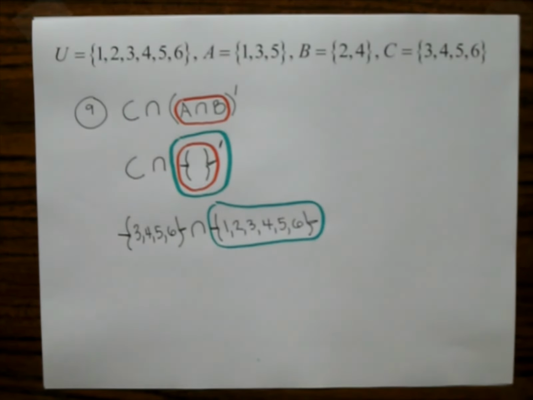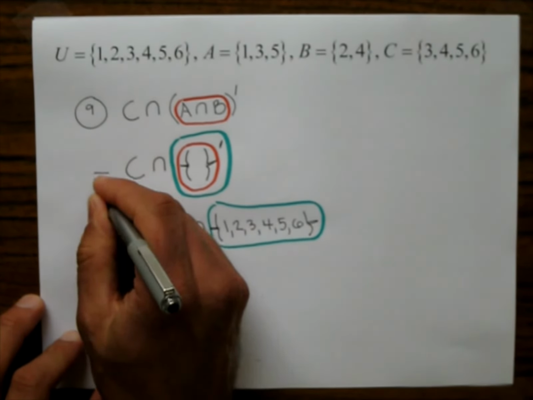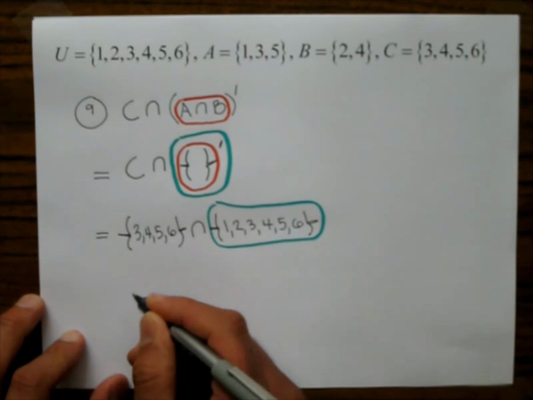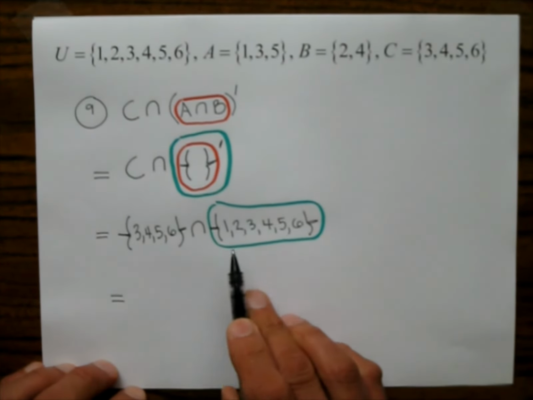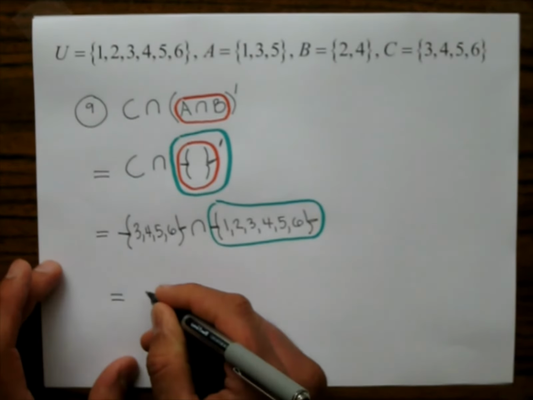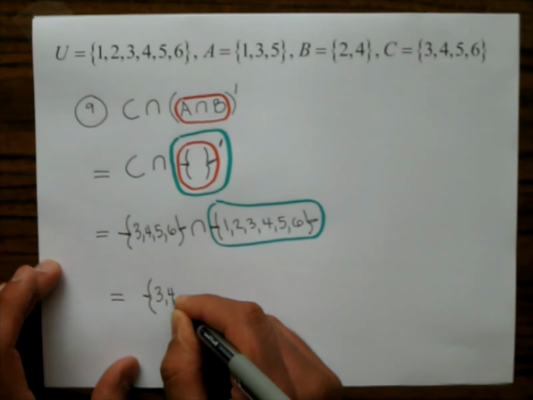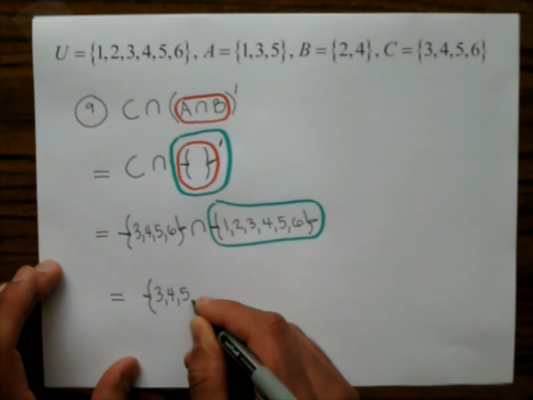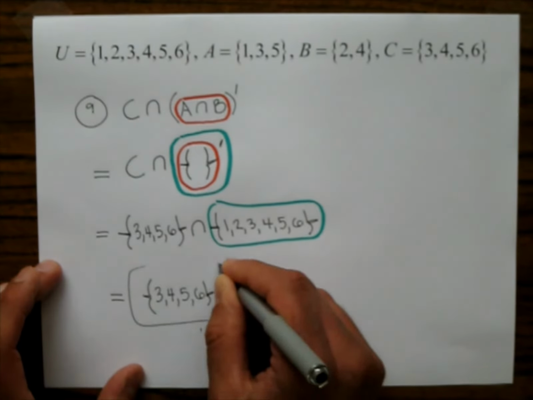So this gets colored in green. Okay, so now I just have to do, I'll put some equal signs, the intersection of those two sets. What is the intersection of 3, 4, 5, 6 with 1, 2, 3, 4, 5, 6? Intersection is the and, the common elements, and the answer is 3, 4, 5, 6. And so that's an acceptable answer.